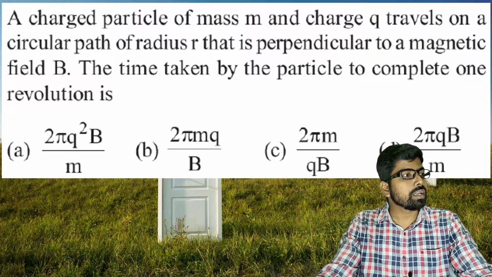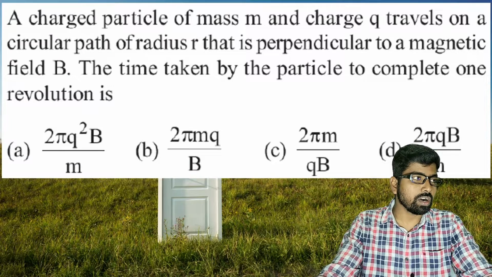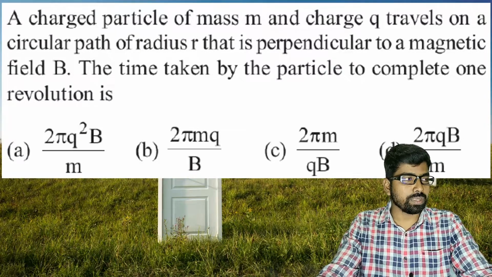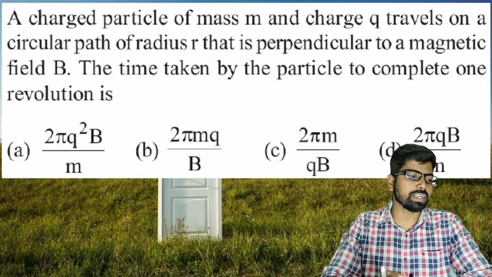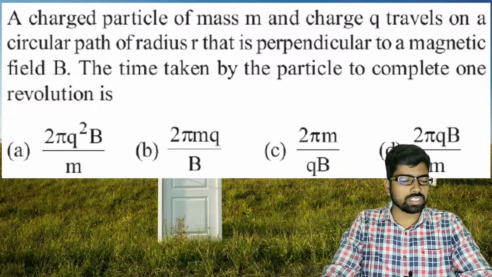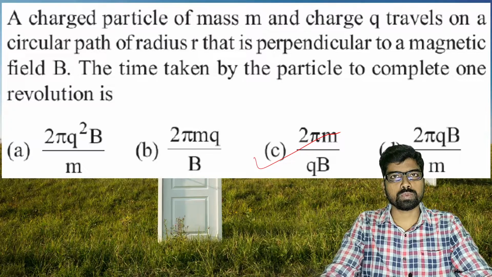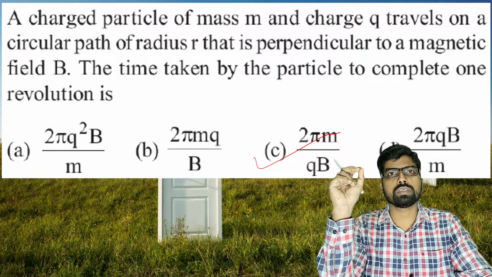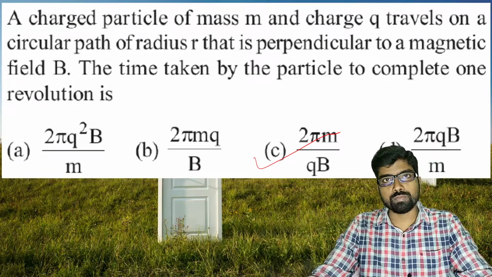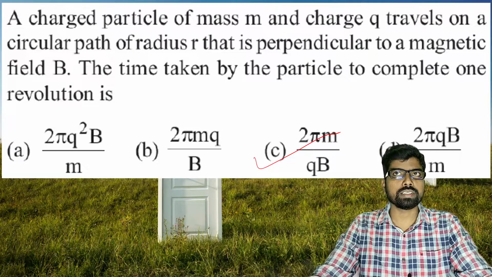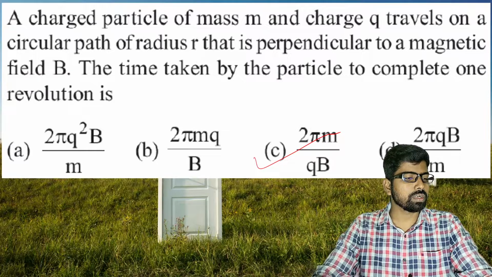Yes. With that, let me take you to another question on the screen. In this question, a charged particle of mass m and charge q travels in a circular path of radius r that is perpendicular to magnetic field B. The time taken by the particle to complete one revolution. Yes, this is a directly formula based question. Option C is the answer, conceptual. So when we learned about circular motion, qvB sin theta and mv square by r, if you equate, then time taken means what? Distance by velocity. If you put that, then you will find the answer.